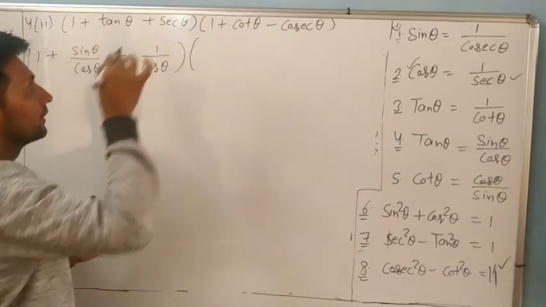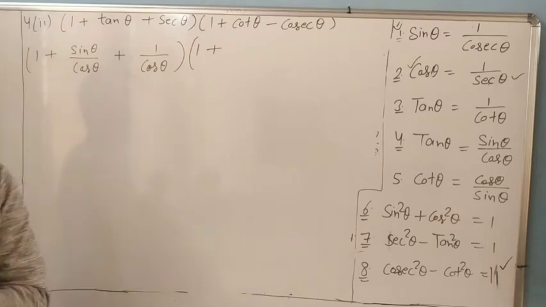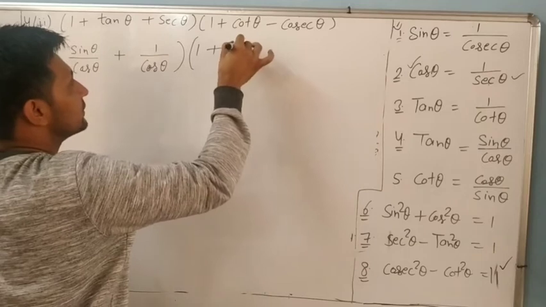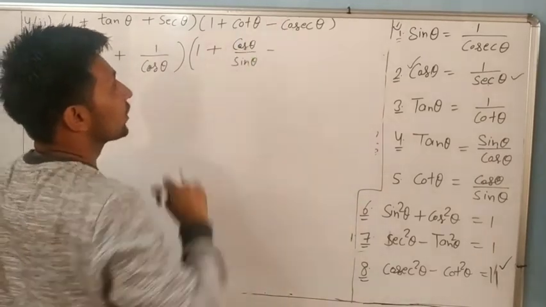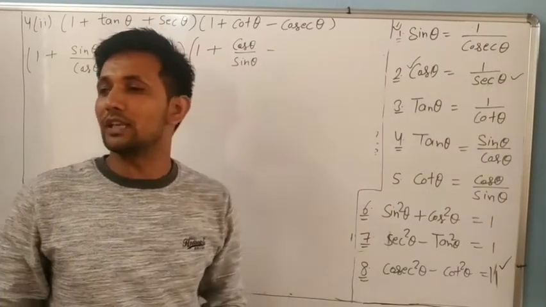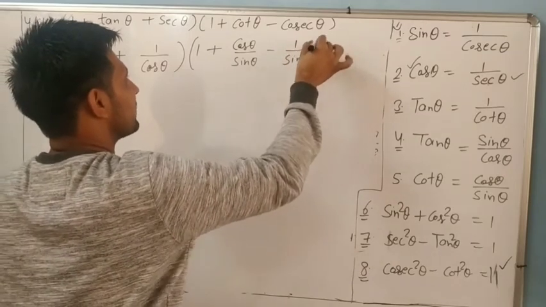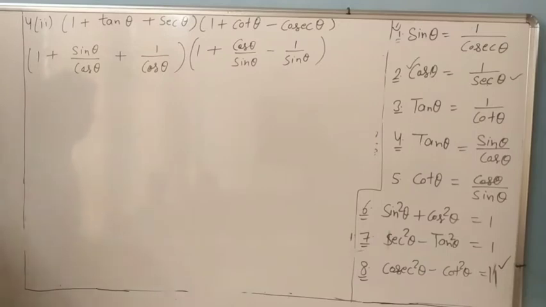Again, in the bracket, 1 plus, change cot into sine or cos. Cot is cos by sine theta, minus cosec theta. Cosec is 1 upon sine theta. Very simple dear. Nothing new we did. Now what will we do?